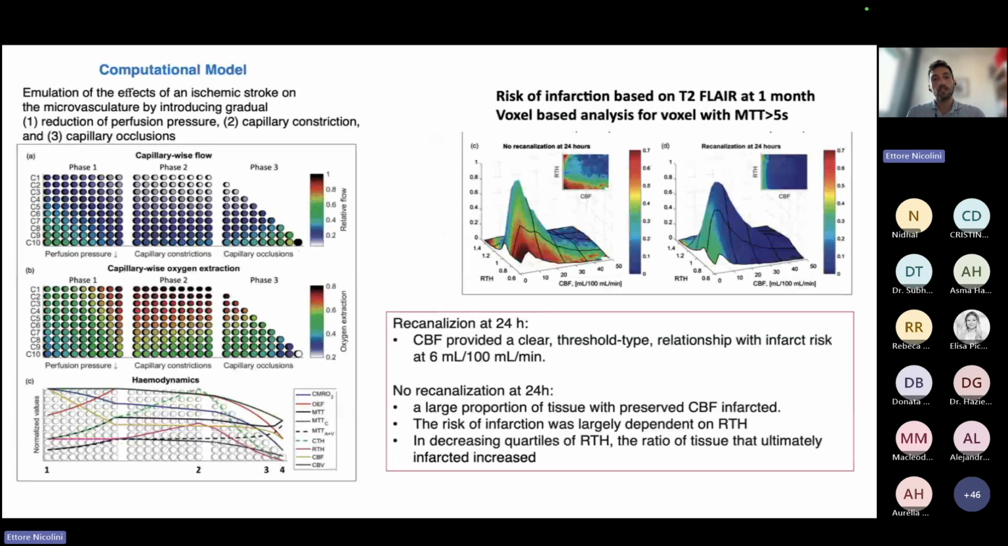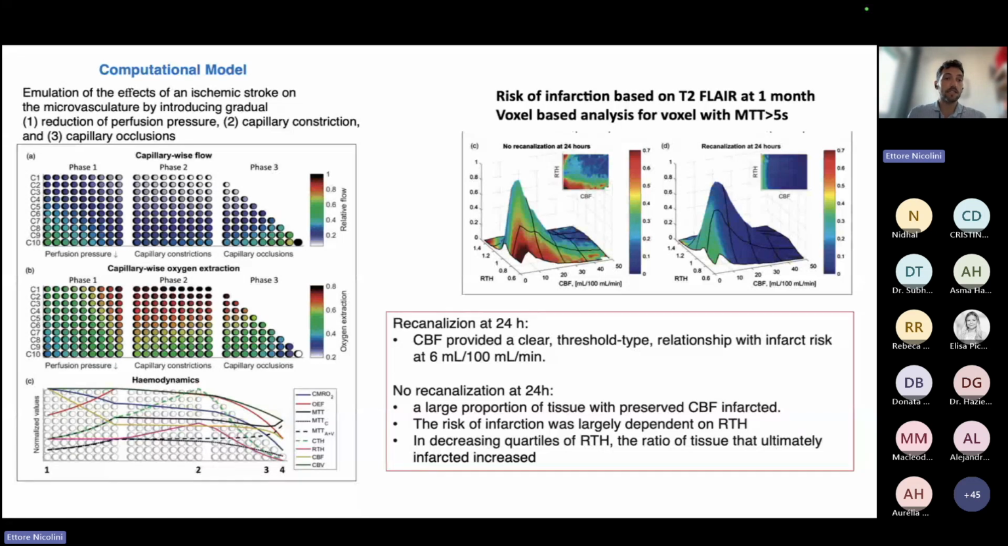First, they tested the result of applying this model on their population to create a computational model which could describe different phases of acute ischemic stroke according to the behavior of the different parameters. So they classified 3 different phases.